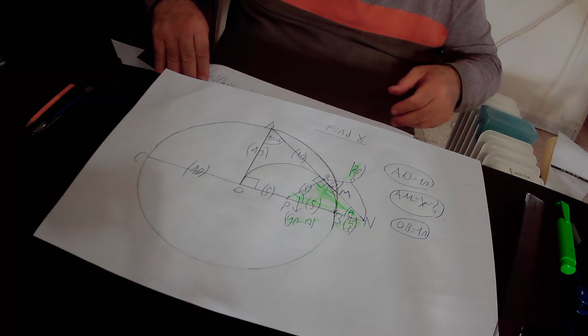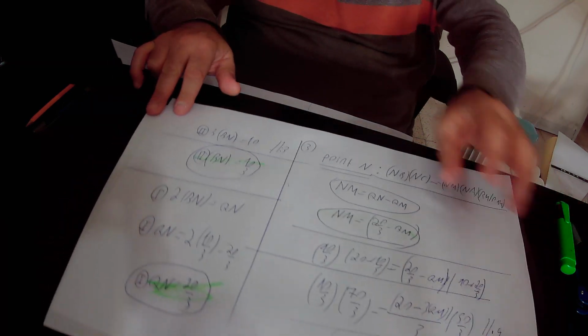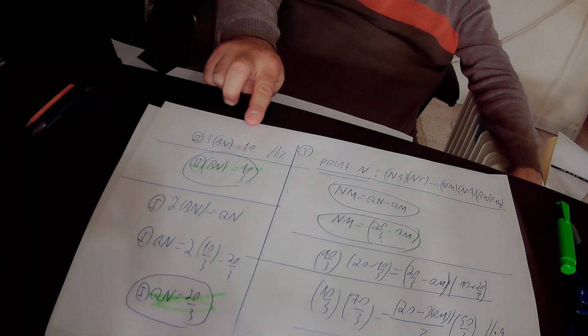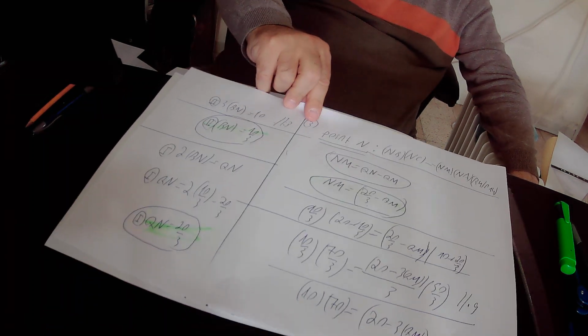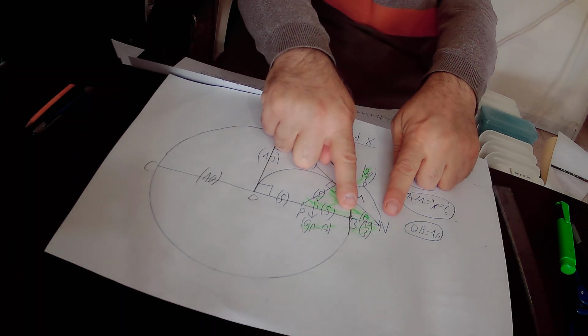Repeat again. We found out that 3 times bn equals 10. We divided this equation by 3, and finally found out that bn equals 10 over 3 units in its length. Here, segment bn equals 10 over 3 units in its length.